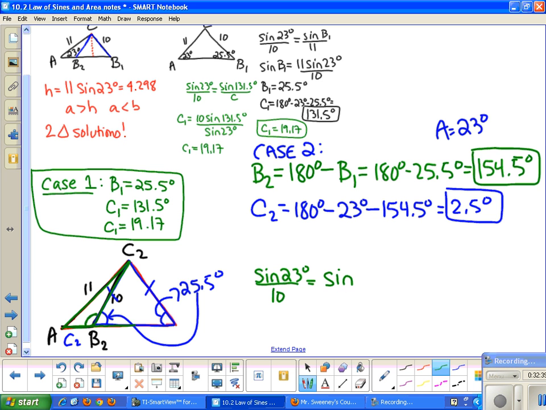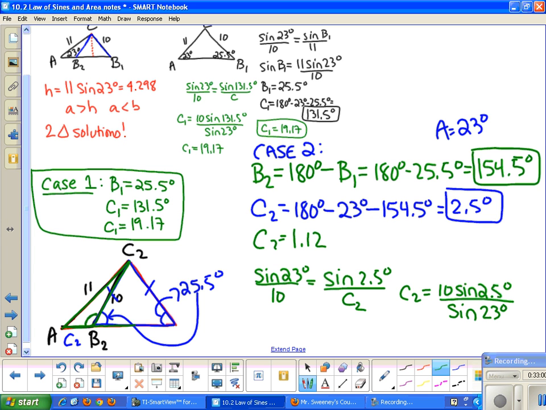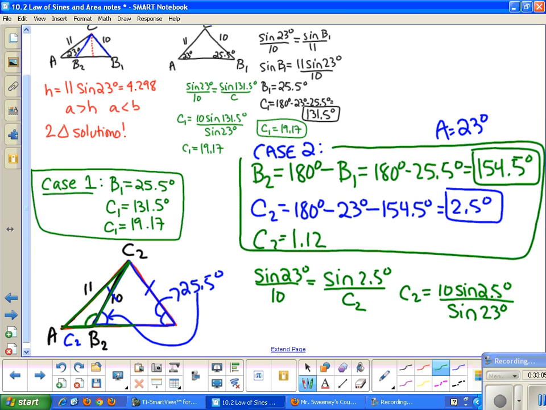So the sine of 2.5 degrees over C2. When you cross multiply and solve, you get C2 is equal to 10 times the sine of 2.5 degrees divided by the sine of 23 degrees. When you plug this into your calculator, you end up with 1.12 for the length. So this right here would be case 2. So that's how you would find the second case.